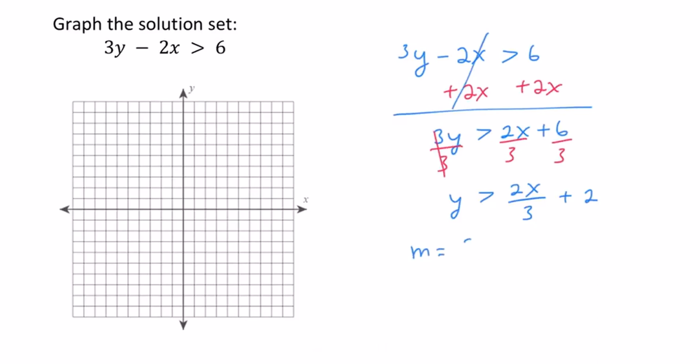So here the slope is 2 over 3. The y-intercept is 0, 2. So start with the y-intercept 0, 2. Use the slope to graph the second point. So we have rise over run. So from where we left off with the y-intercept, go up 2 over to the right 3.